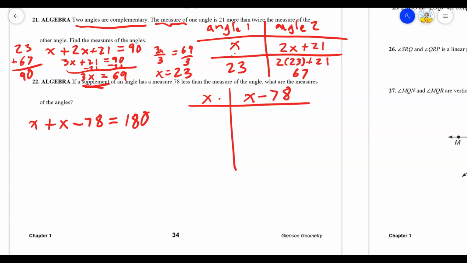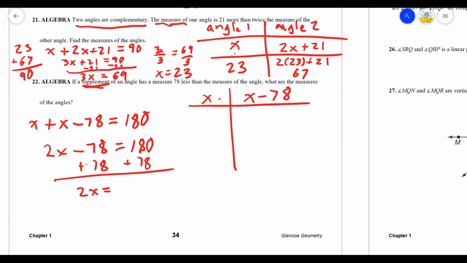So I set up my equation. I'm going to take x plus x minus 78 and set that equal to 180. So what I have now is 2x minus 78 equals 180. So I'm going to add 78 to both sides of this equation, and I have 2x equals 258. And now we divide by 2.